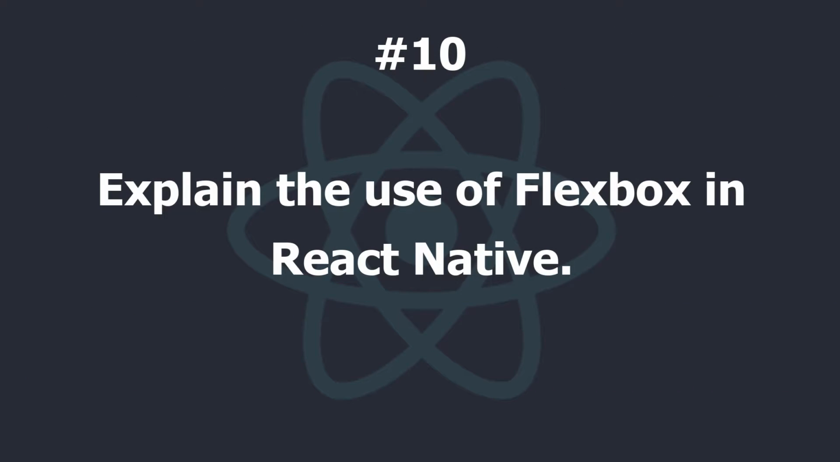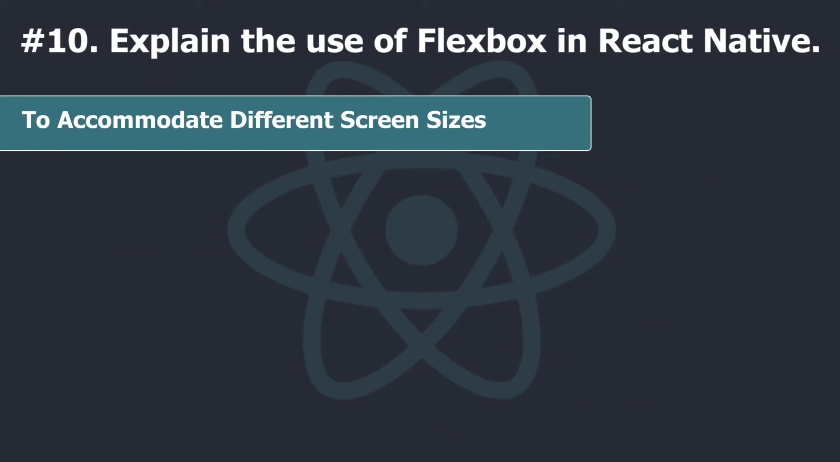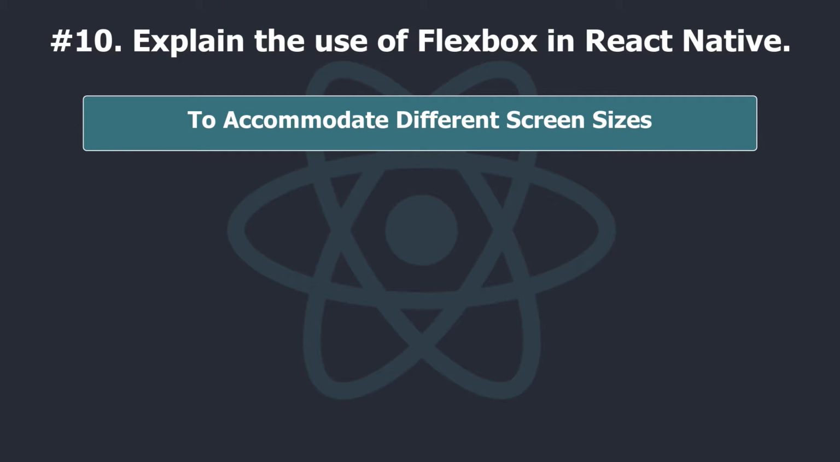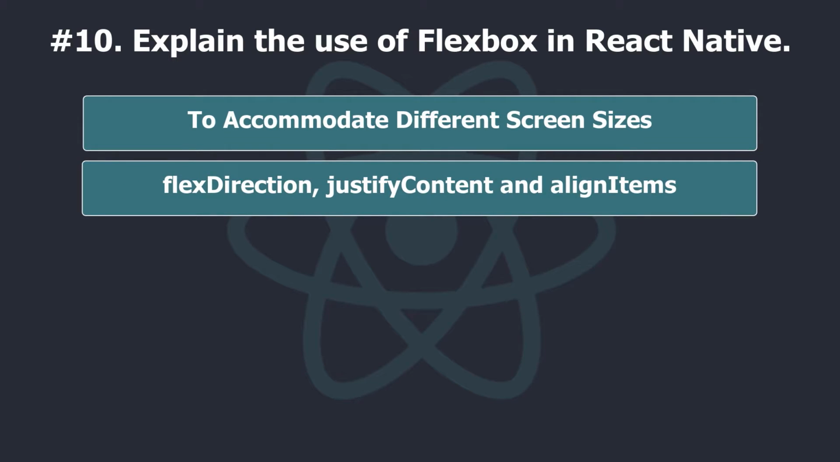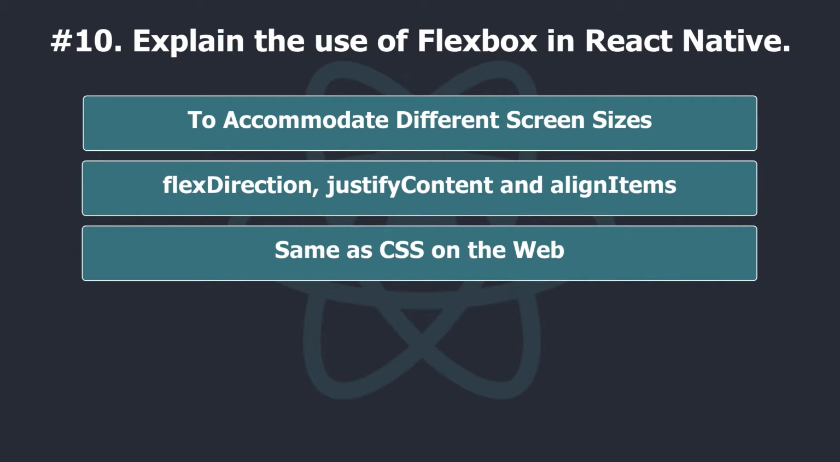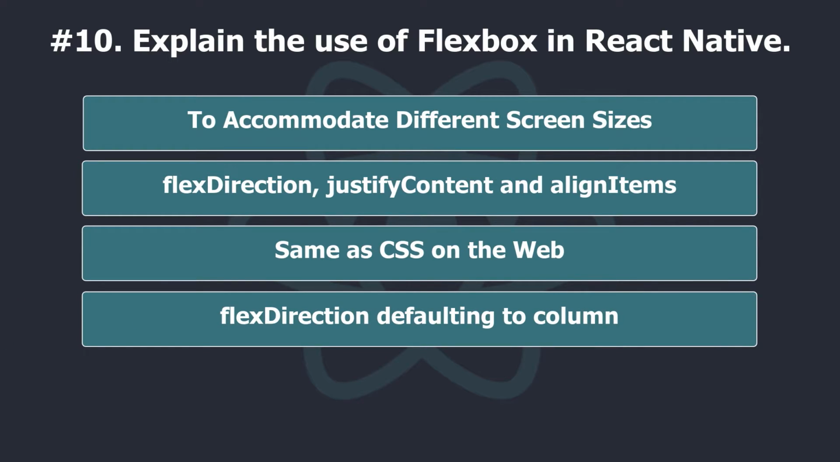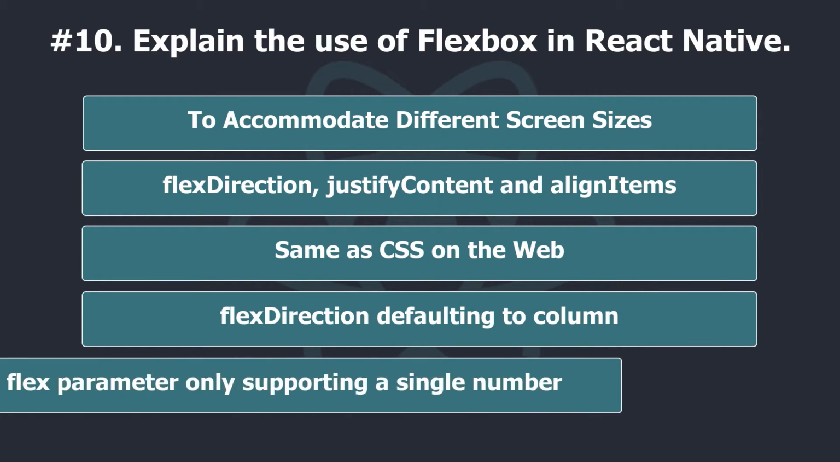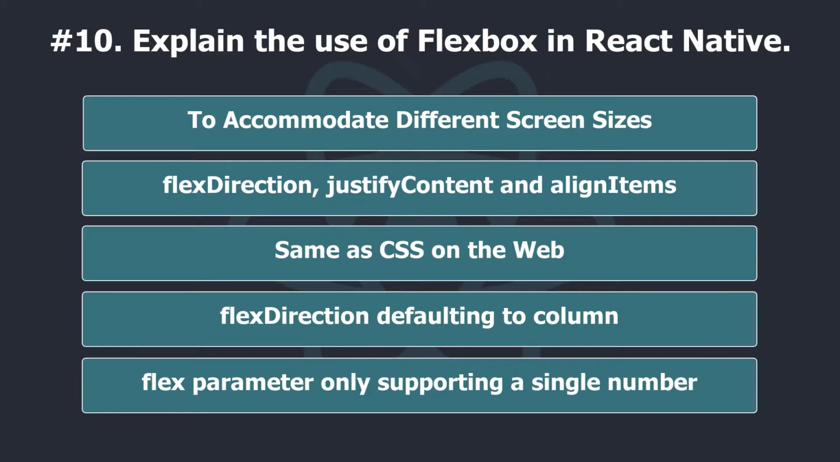Explain the use of Flexbox in React Native. To accommodate different screen sizes, React Native offers Flexbox support. To achieve the desired layout, Flexbox offers three main properties: flex direction, justify content, and align items. Flexbox works the same way in React Native as it does in CSS on the web with a few exceptions. The defaults are different, with flex direction defaulting to column instead of row, and the flex parameter only supporting a single number.